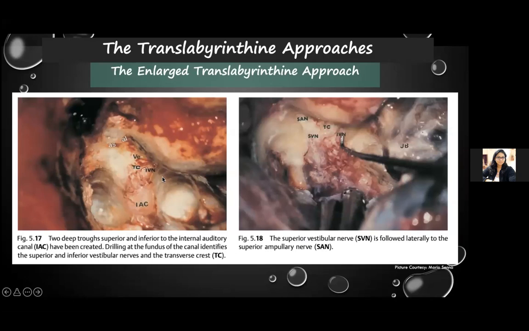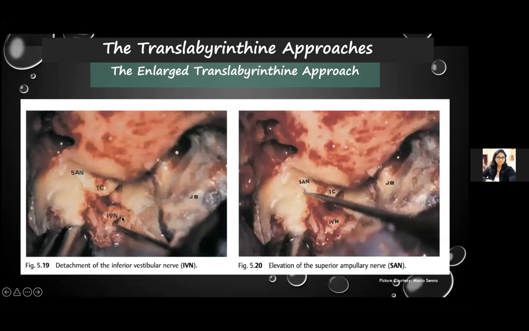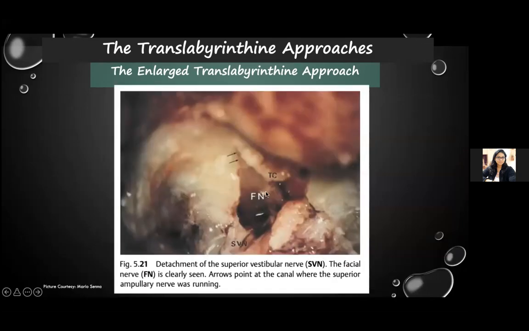Now, in the actual surgery, once you have delineated the IAC, then to get a better view of the facial nerve, you will have to remove the inferior vestibular nerve. The inferior vestibular nerve is seen here, slowly removed. And next we go towards the superior vestibular nerve. Once this is also removed, you can see beneath lies the facial nerve. So that is the landmark we are looking for.